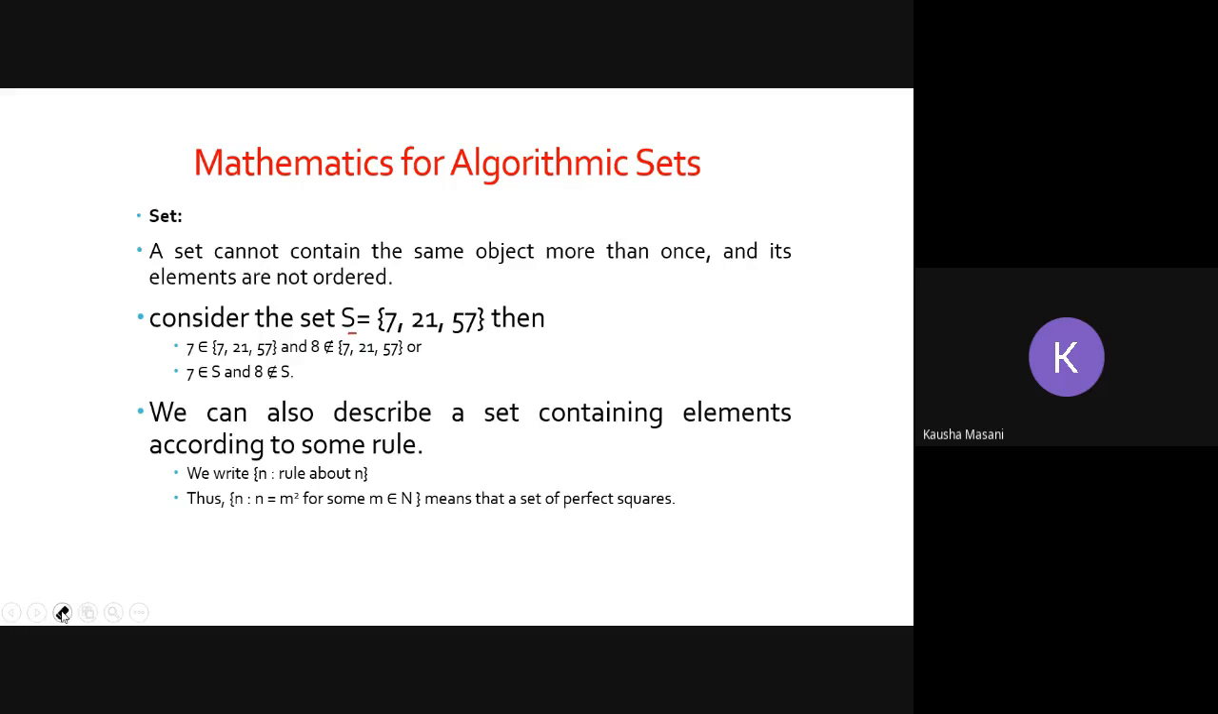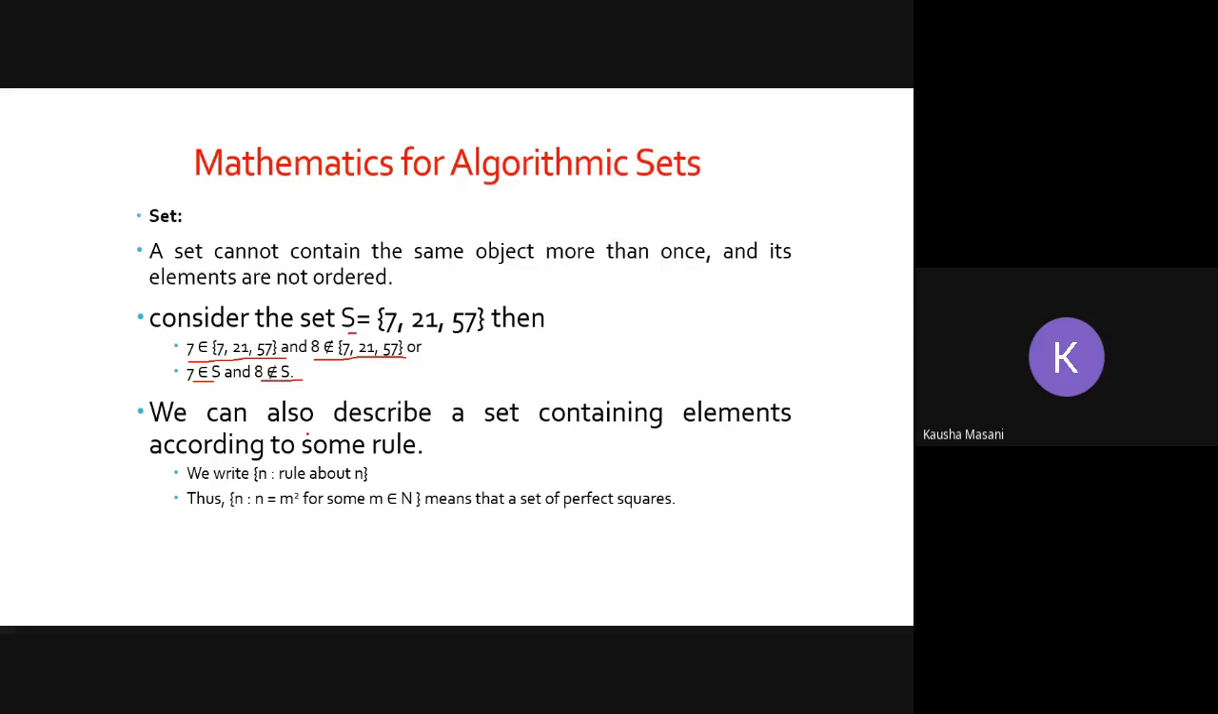Correct? But you cannot say that we are always supposed to write it in this order only. You can write it as 2, 1, 7, 5, 7, 2, 1 also. But what you can say about these elements is that 7 belongs to this set S. If we are taking the number 8, then we write that 8 does not belong to this set S. So 7 belongs to S, 8 does not belong to set S. Why does 8 not belong? Because 8 is not included in the set S.